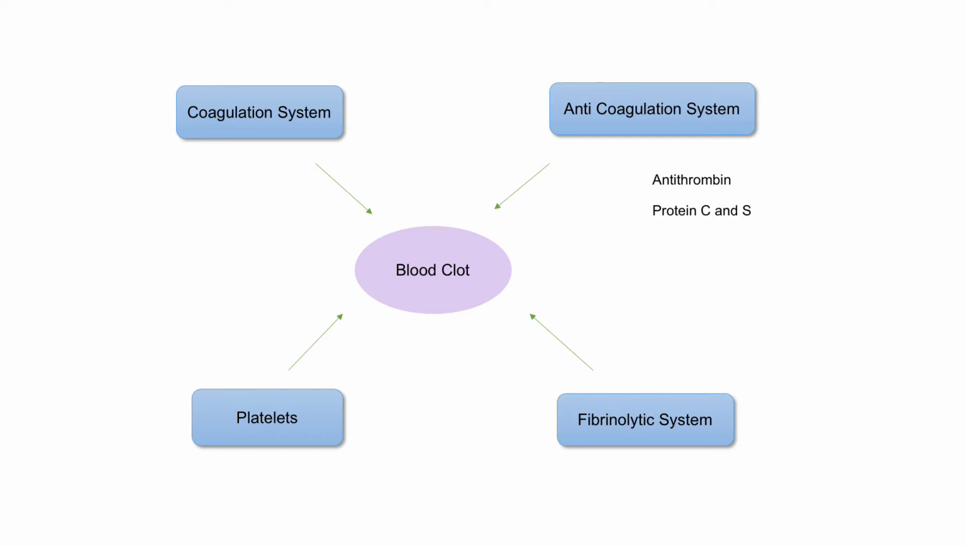Antithrombin, protein C and protein S are important components of the anticoagulation system. These proteins inactivate activated clotting factors, which limits formation of blood clot only to the site of injury.